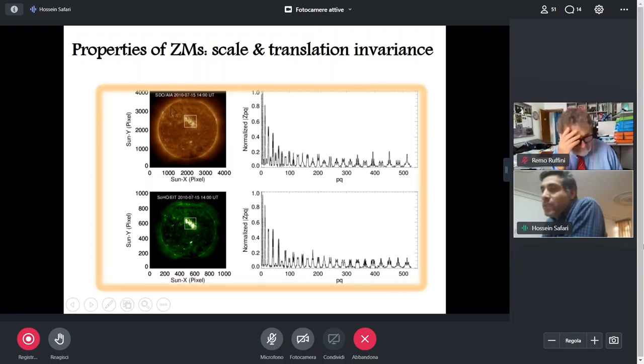For the same activation observed by the Solar Dynamics Observatory AIA and also observed by SOHO EIT, we also see similar block structures and overall similar structures from two different perspectives and two different distances from the Sun. This shows that the Zernike moments are also scale and translation invariant.